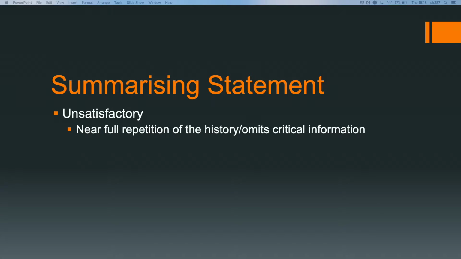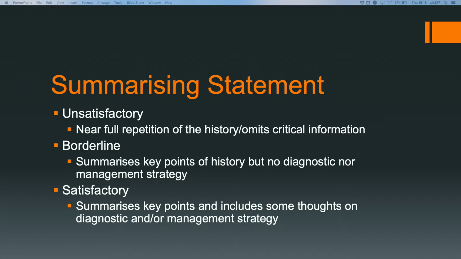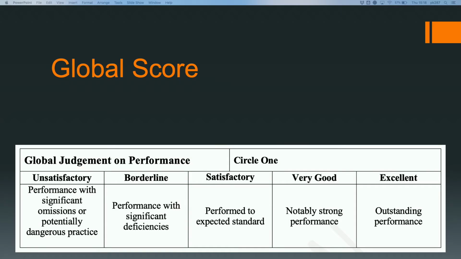An unsatisfactory summarising statement would be a near full repetition of the history or omission of critical information. A borderline summarising statement would be a summary of the key points, but no diagnostic or management strategy. And a satisfactory summarising statement would be a summary of the key points and some thoughts on the diagnostic or management strategy as is appropriate to the station.